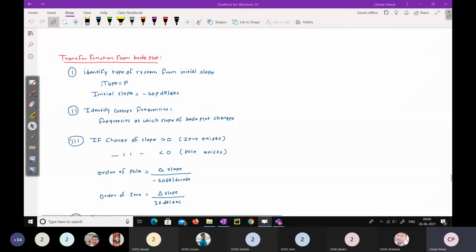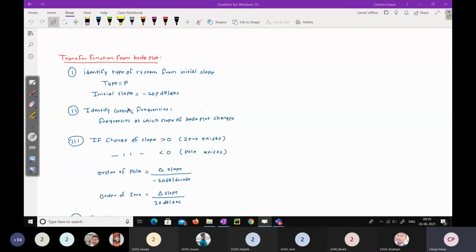So what is the type of system first? First consider the poles. What is the type of the system? The number of open loop poles at the origin. And we draw the Bode plot for the open loop transfer function only. So if the type of the system is P, the initial slope will be minus 20P dB per decade.